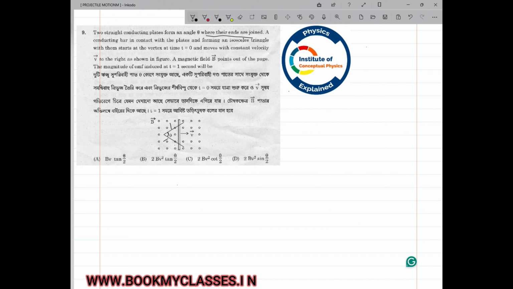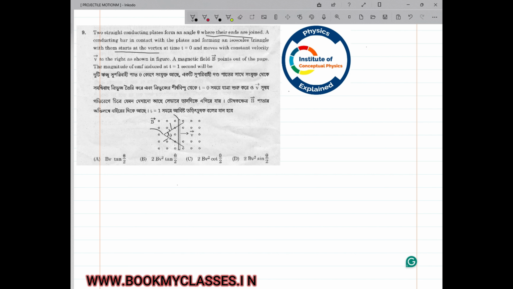Then there is a conducting bar in contact with the plates. So that's your conducting bar. And they form an isosceles triangle, so this side and this side are equal, with the bar starting at the vertex at t equal to 0. Okay, so they start at t equal to 0, which is the vertex, right?